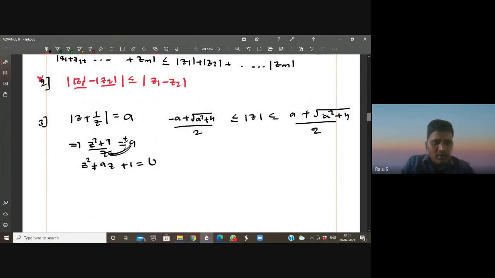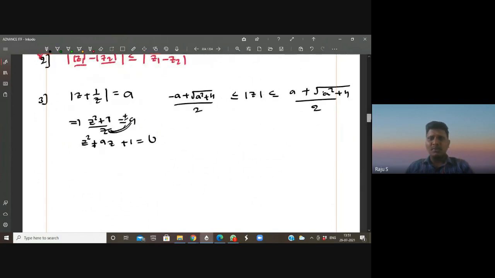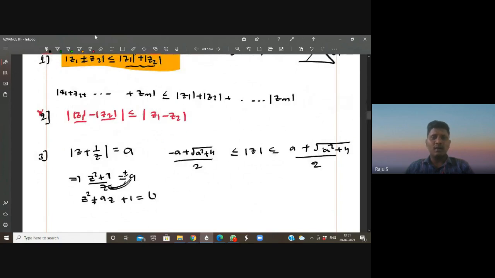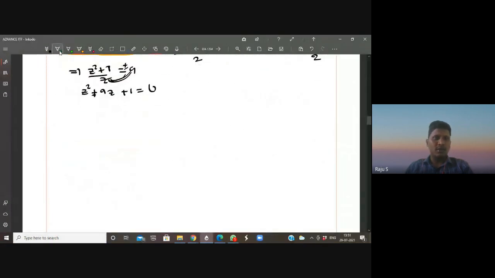Okay, students? Like that. So for z plus 1 by z, even in previous years they once asked a question related to this property. I know that it is very difficult to remember all the properties here.